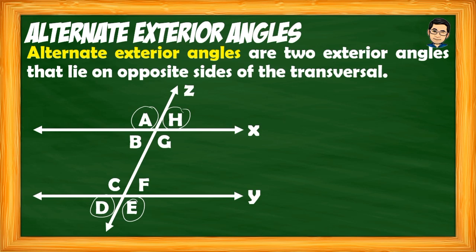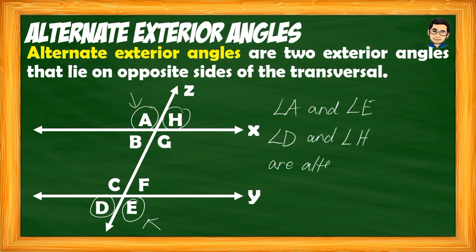Okay, like for example, angle A and angle E. Ayan. So, yung angle A nandito po. And then, yung angle E nandun naman. What else? Angle D and angle H are alternate exterior angles.